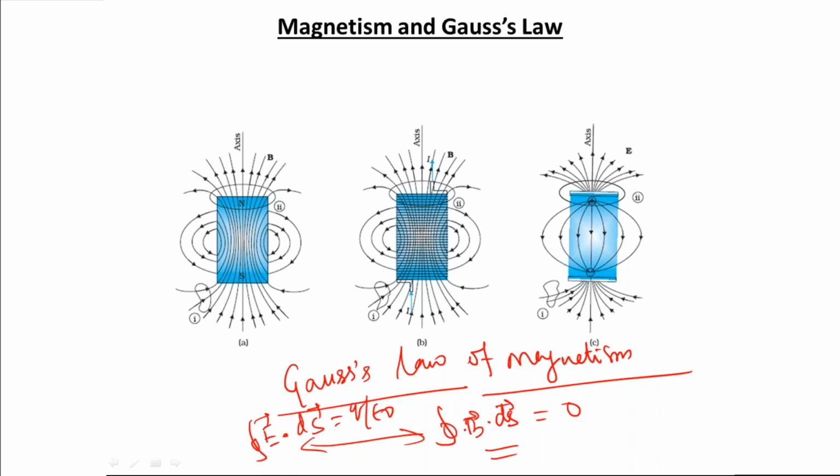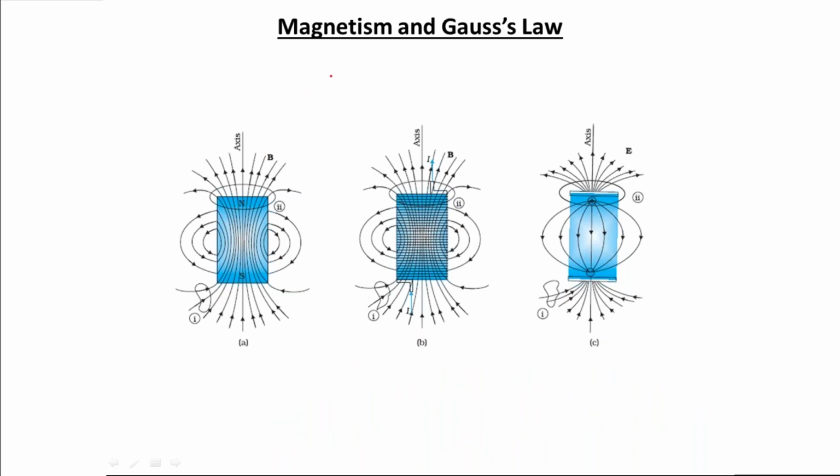I can tell that in case of magnetism, the equivalent magnetic charge Q is 0. That means there is no magnetic monopole existing in magnetism. So B dot ds is equal to 0. What does this signify? This signifies monopole does not exist. There may be a question.